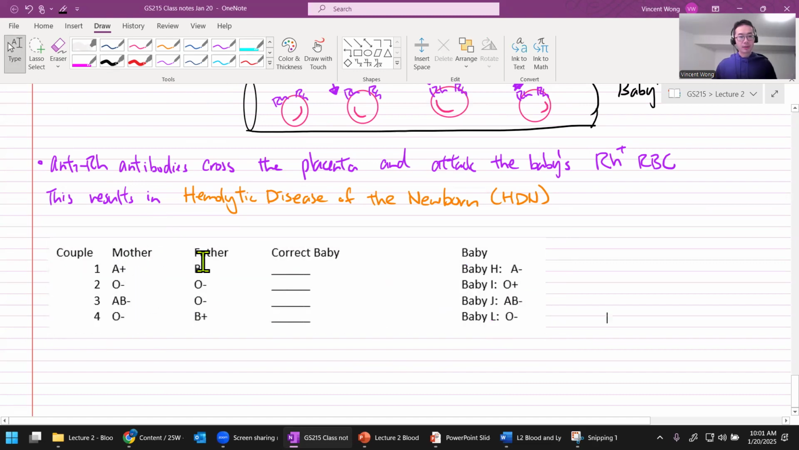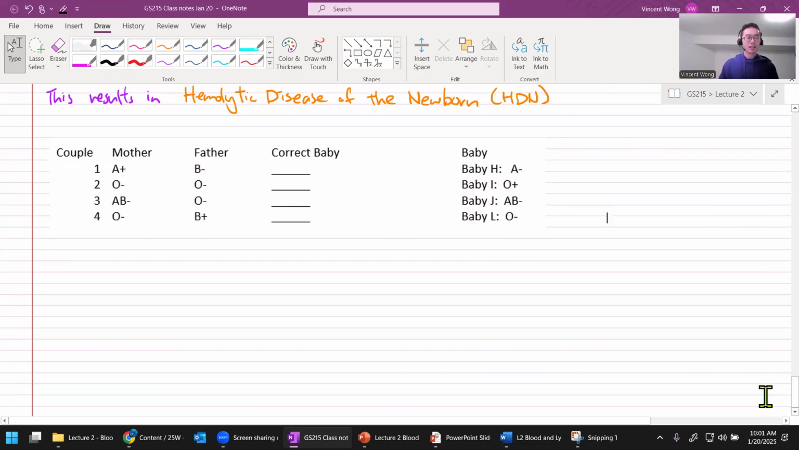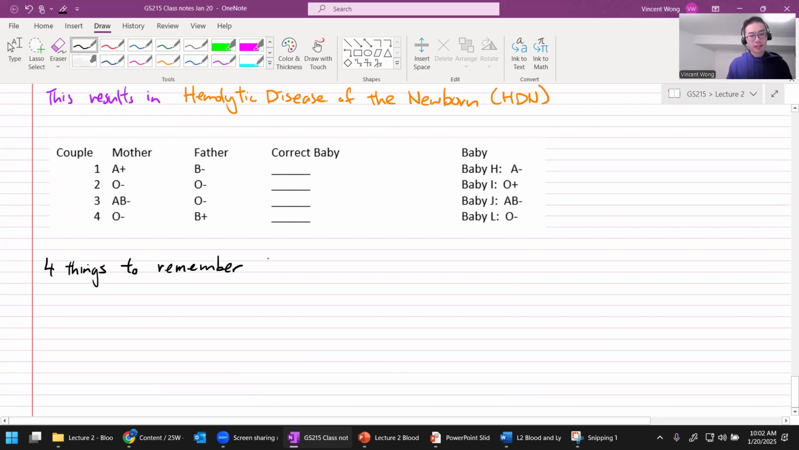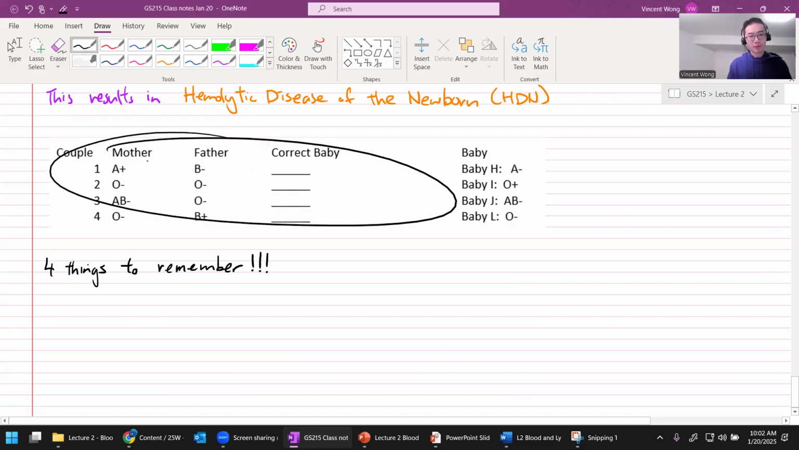We have some mothers and fathers here who misplaced their babies, I guess, at the hospital. And we're going to use blood types to try to figure out which baby belongs to which parents. For questions like these on the test, there is no need to do a Punnett square. You just have to remember the following four things, in addition to a million other things you have to remember.